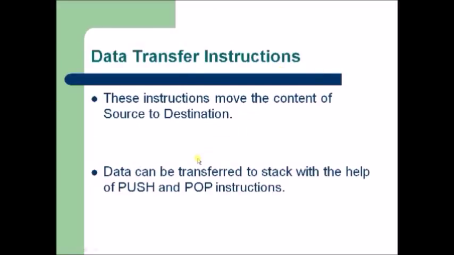Data transfer instructions are mainly used for copying data from a source to a destination. Here the source and destination might be a register, an immediate operand, or a memory location. Data can also be transferred to the stack with the help of push and pop instructions, and these two instructions also come under data transfer instructions. Let us see the different possibilities with the MOV instruction.